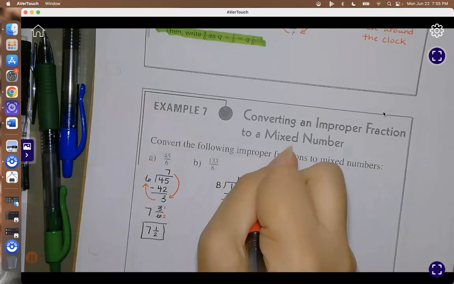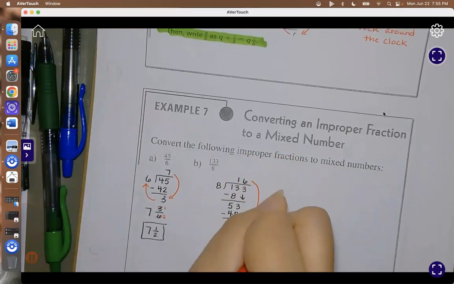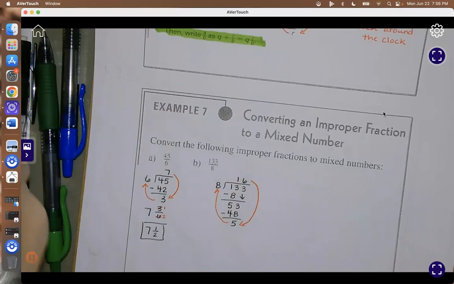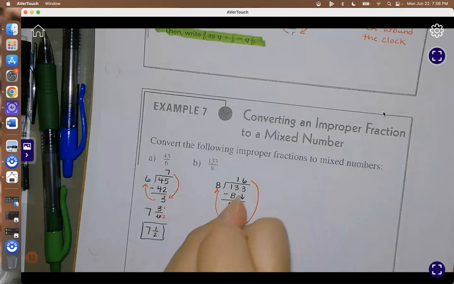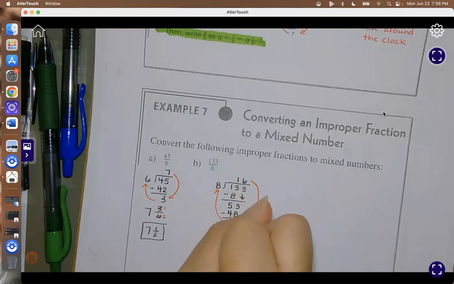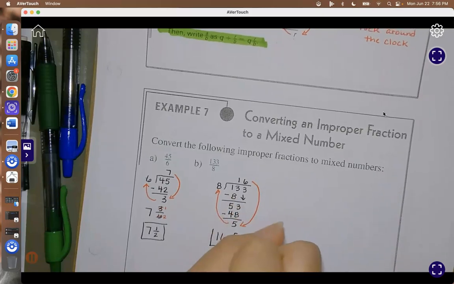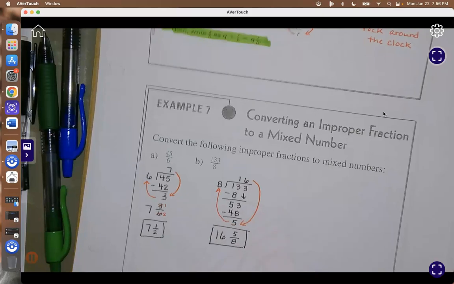So remember, around the clock. Okay, so that's going to be 16 5/8. Then check your little fraction here to make sure you can't reduce it, and we can't. And that's your answer. Okay.